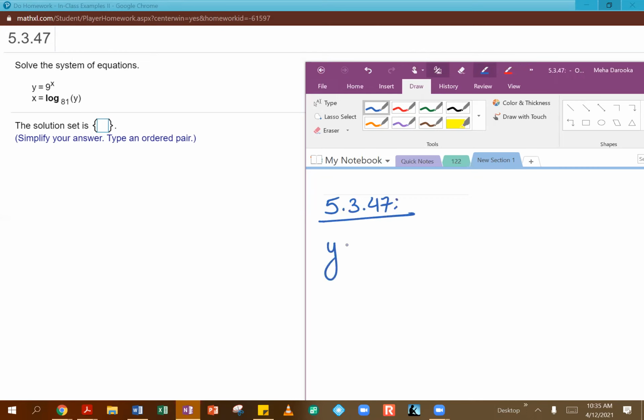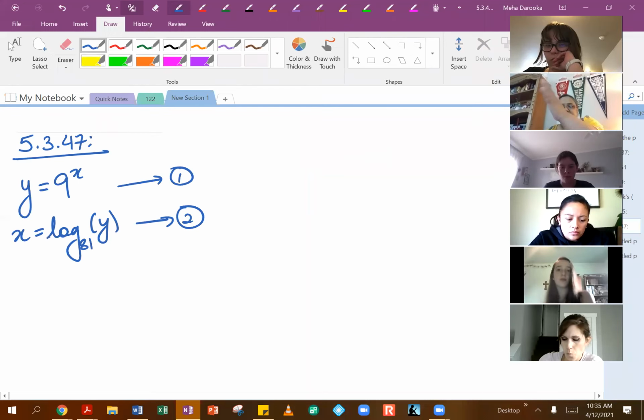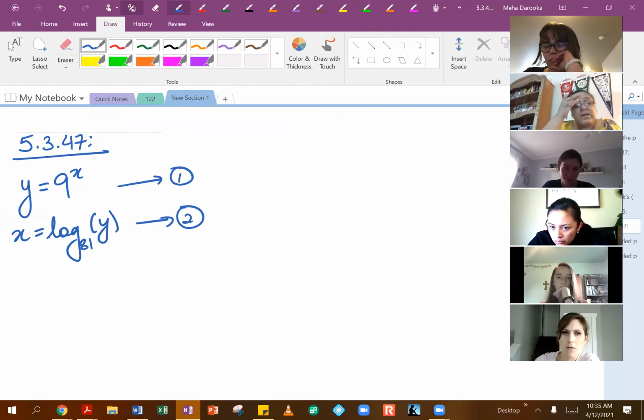Okay, so this guy has y equals 9 to the power of x, and x equals log of y with base 81. You will see the way these equations are written out: y equals 9 to the power of x, and the second equation is x equals log of y base 81.